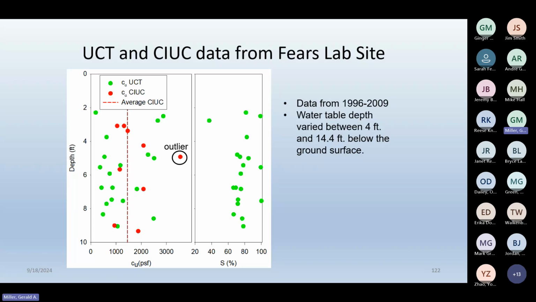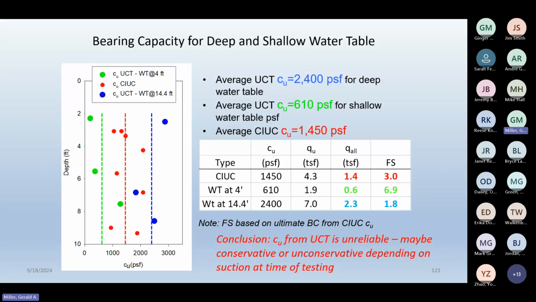So to analyze this further, I basically parsed the data out based on water table conditions. From the high water table times of testing, when the water table was up near the ground surface, those are the green points. So obviously we had much higher water content. And then when the water contents were lower and the water table was low, those are the blue points.